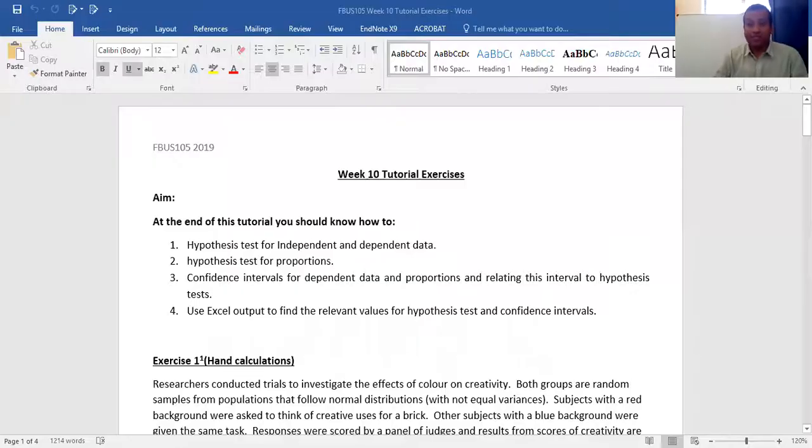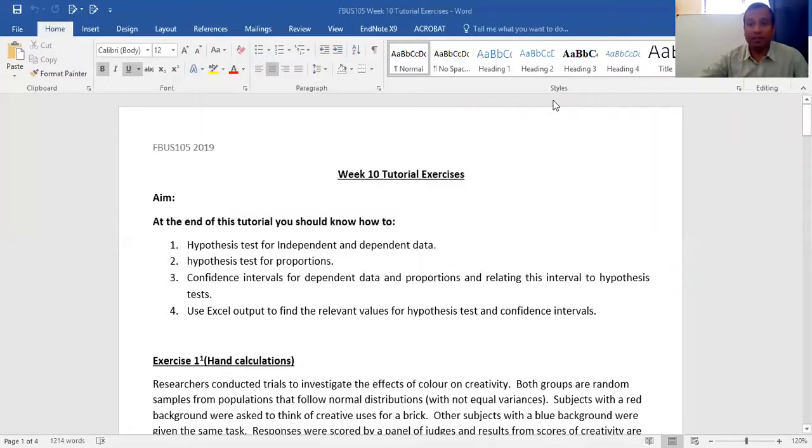In this tutorial, we'll try to solve the exercise on hypothesis tests for independent and dependent data. I suggest you download the week 10 tutorial exercise, because the week 11 tutorial exercise is on hypothesis testing for proportion, which we probably have not covered in class. So we'll go ahead with the week 10 tutorial exercise.